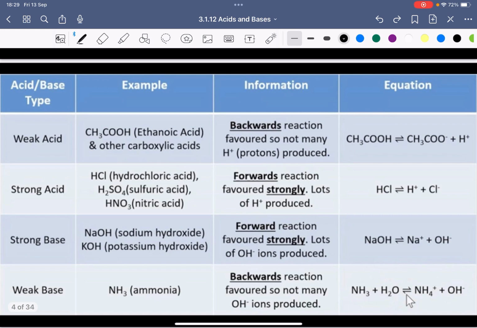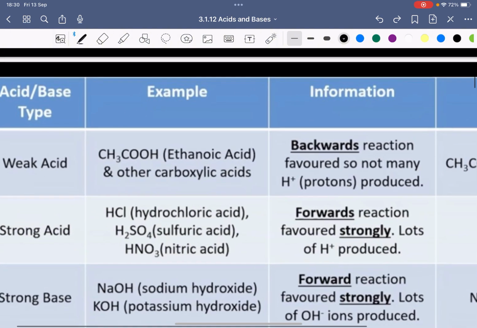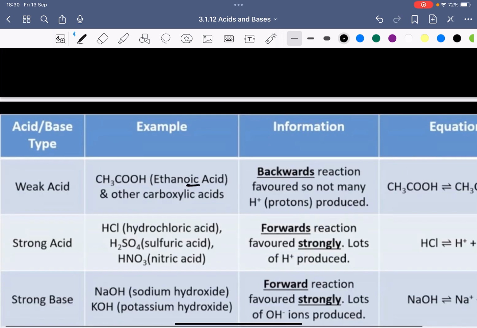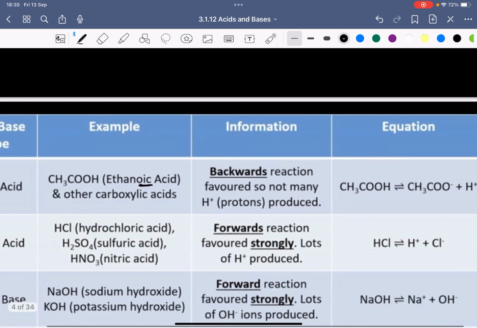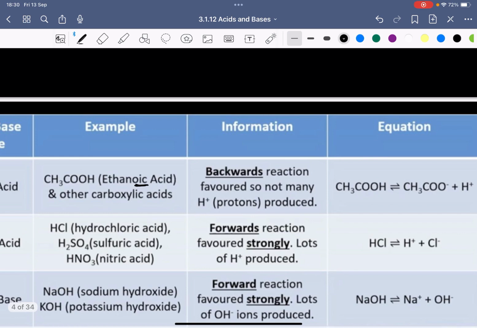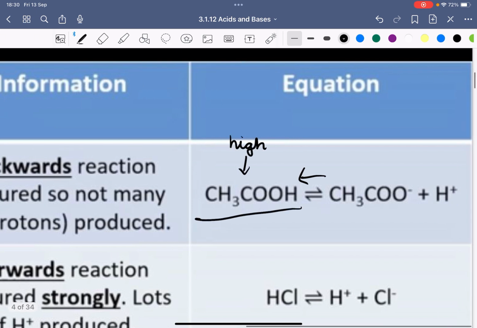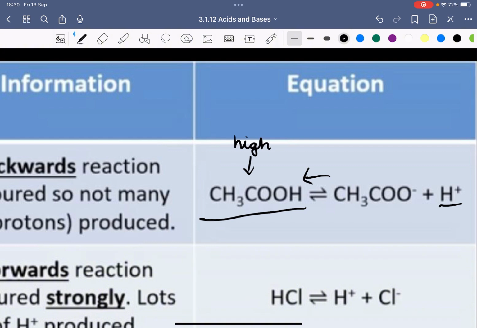Okay, I've copied down this table here because I think it's a really good summary of everything that you need to know. To begin with, the weak acids are normally carboxylic acids, and they normally end with oic. The reason that these are weak is because the equilibrium is mainly to the left. Therefore, there's a high concentration of this and a low concentration of this. So essentially, the acid barely dissociates to form H+ ions, just like a weak acid does.